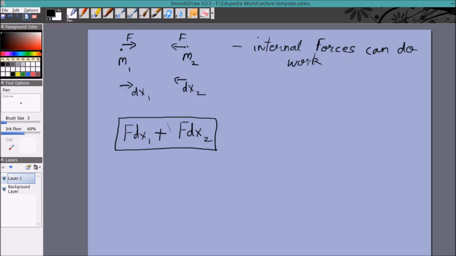And we can see from our common sense that if we leave these two objects that attract each other, they'll move towards each other and their speeds will increase. So the internal forces will be doing a positive amount of work, this much, and hence their kinetic energy will start increasing. Let's see that quantitatively. Right. So F dx1 plus F dx2 is the total amount of work done. Right. We can also write it as m1 a1 dx1 plus m2 a2 dx2.